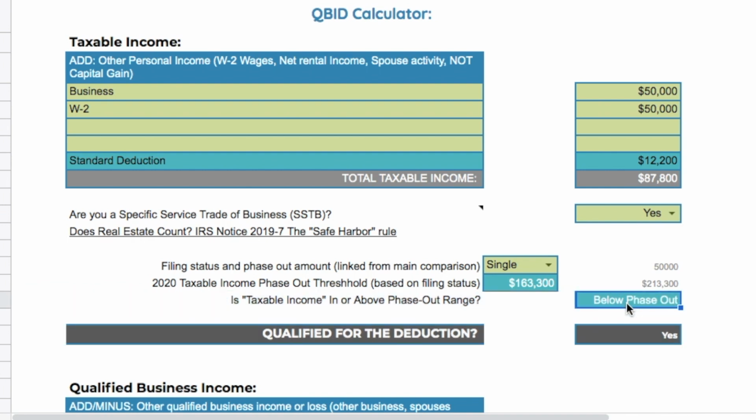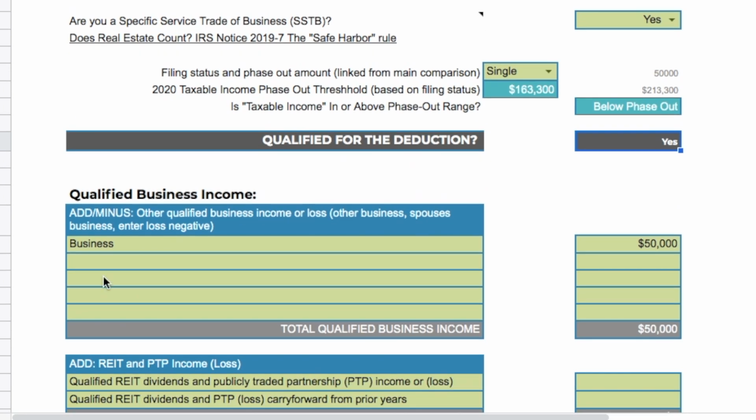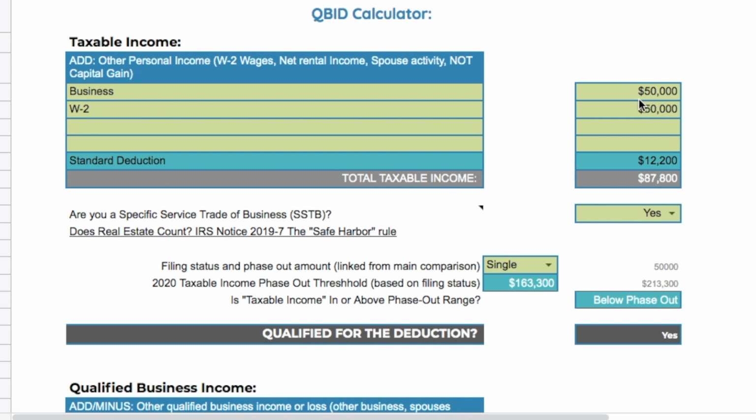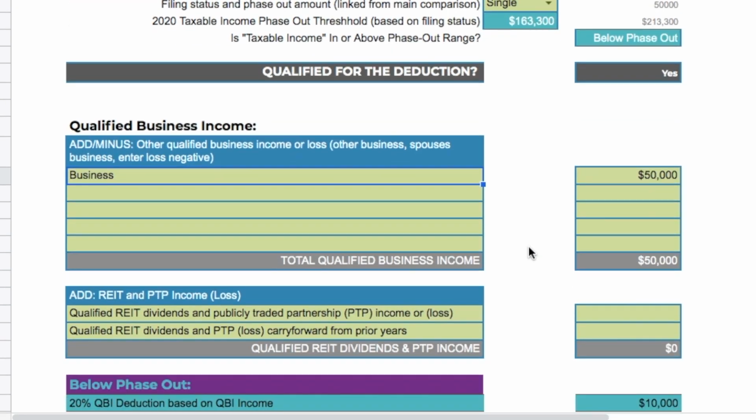And it's telling us we're below the phase out, and are we qualified for the deduction? Yes. From the information under taxable income, we need to put what applies for qualified business income. So in this case, it's just the business at $50,000.